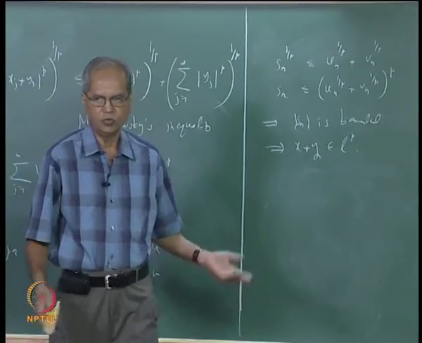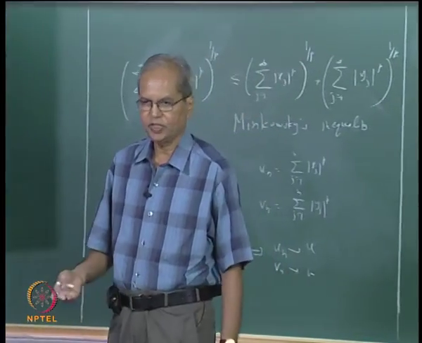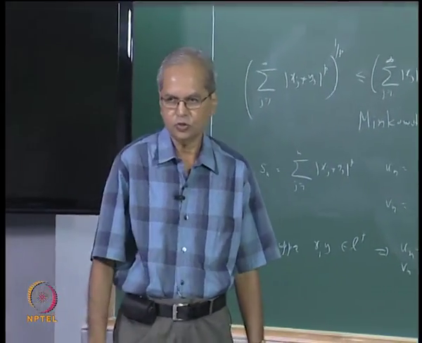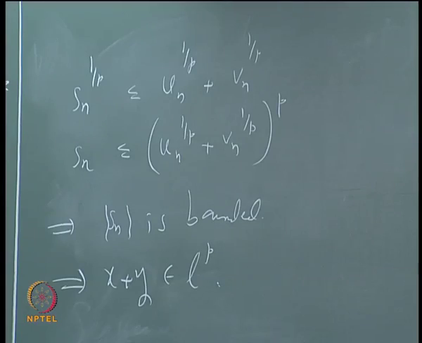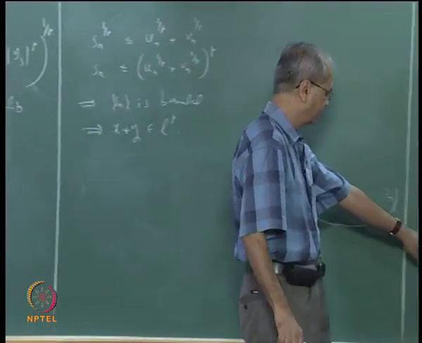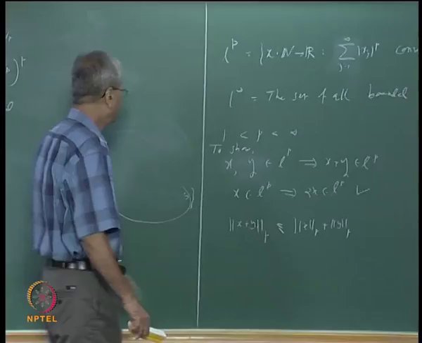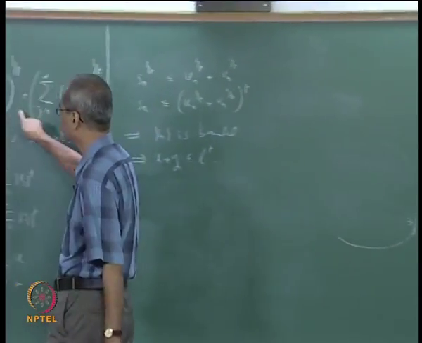And we already observed that if x belongs to LP, then alpha x belongs to LP follows trivially. So that shows that LP is a vector space. Now the only thing that remains to be shown is this last one, x plus y etc., which is same as saying that we need to prove this Minkowski's inequality.